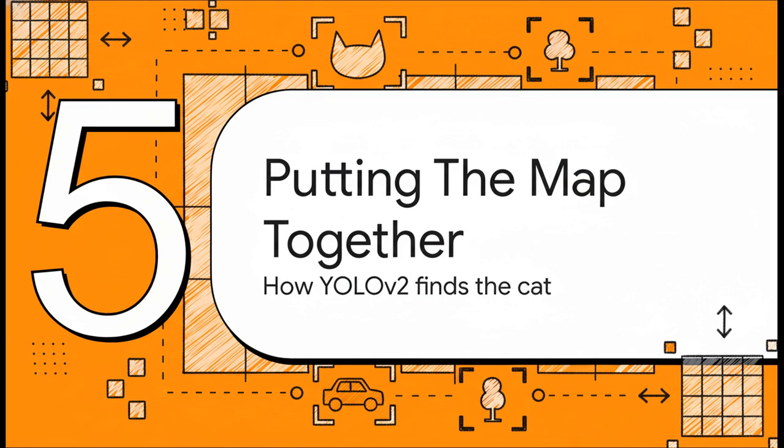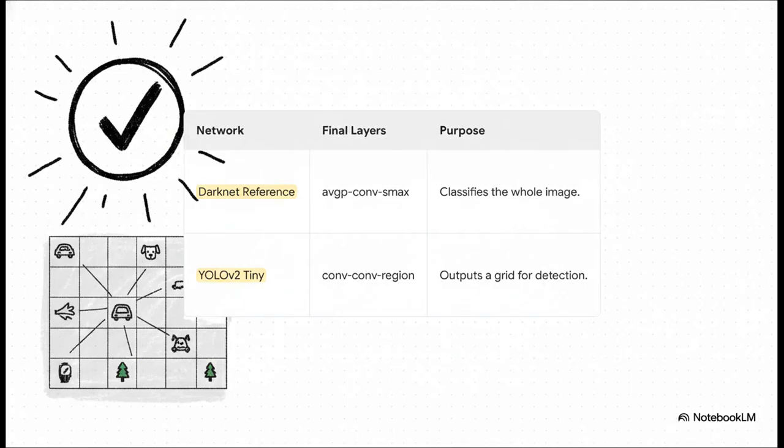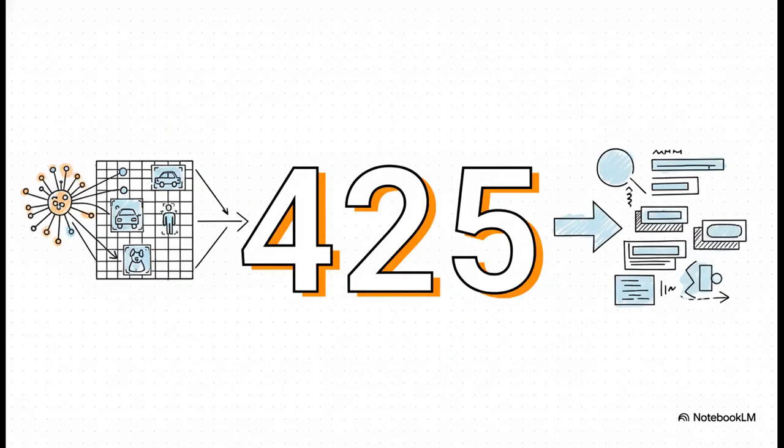Now let's put it all together and see how this one technique is the secret sauce that powers a real-world object detector that you may have heard of, called YOLO. So this table here really nails the key difference. A normal network, like Darknet, is built to give you one single answer. But look at YOLOv2 Tiny. Its whole purpose is to output a region, basically a grid or a map full of potential answers. And at the very end of this whole process, for every single spot on its final grid, the YOLO network spits out 425 channels of information.